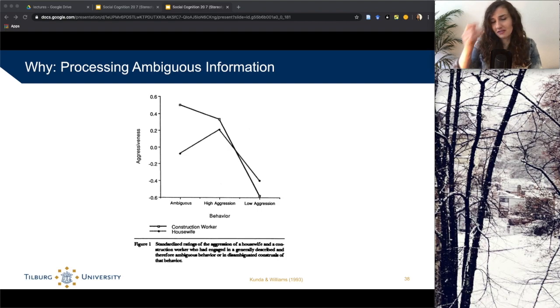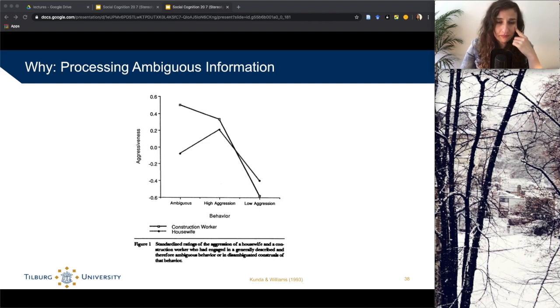Let's take a look at what our data tells us. So the dependent variable is the aggressiveness rating, right? And we can differentiate between, first of all, the construction worker. This is a bit hard to see, but you can differentiate the lines from the construction worker setting to the housewife setting, because the housewife data has filled black dots and the construction worker data has lighter gray squares.